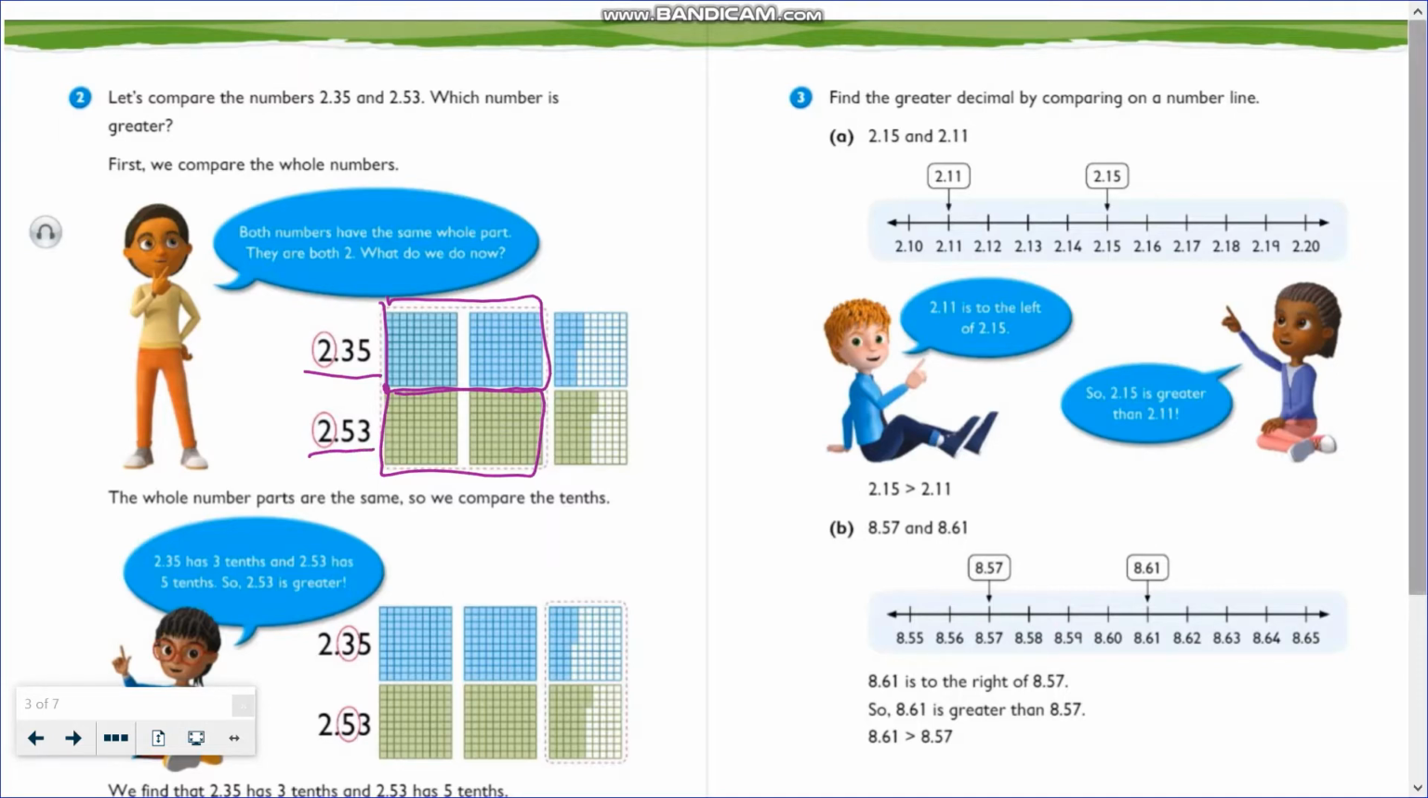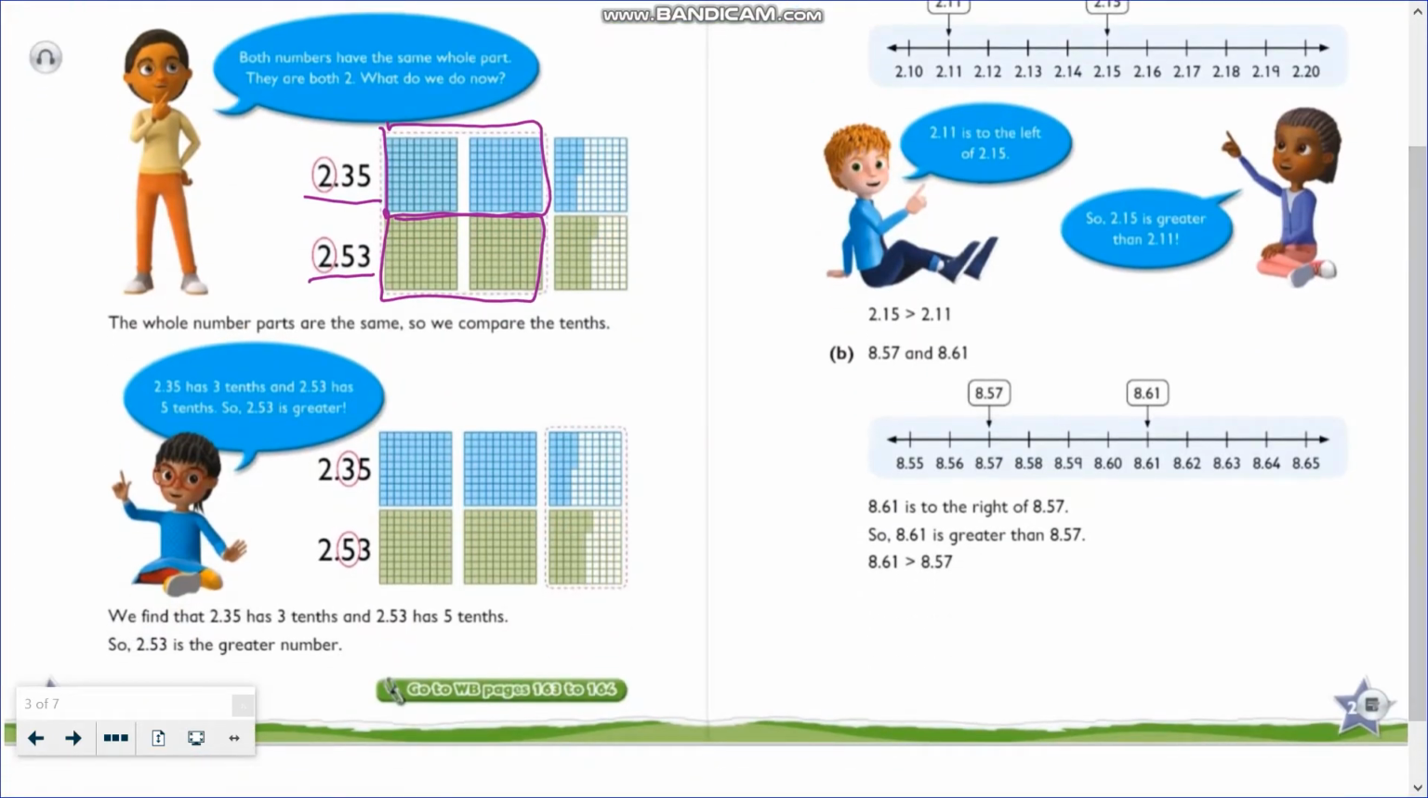Now we compare the tenths. We find that 2.35 has 3 tenths while 2.53 has 5 tenths. So 2.53 or 2 and 53 hundredths is the greater number, as you can see in this illustration.